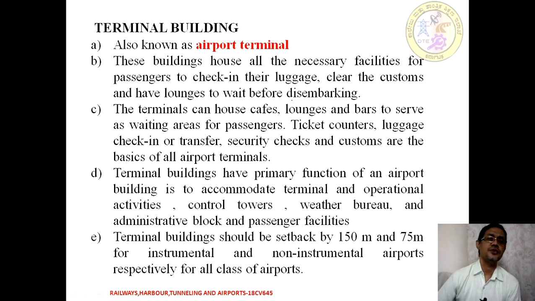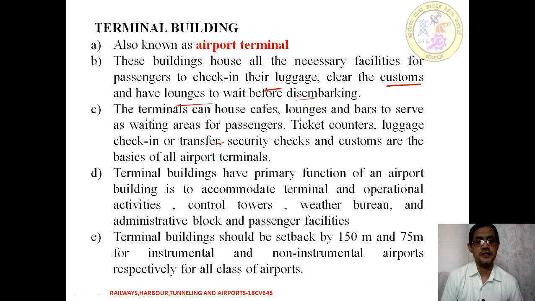The next component is the terminal building. Sometimes this is also called an airport terminal. What exactly is the function of this airport terminal building? It always provides services for passengers or cargo. What facilities does it provide? It provides facilities for check-in of luggage, security check, and customs, and it has waiting lounges before disembarking. It also has cafes, lounges, bars, etc.